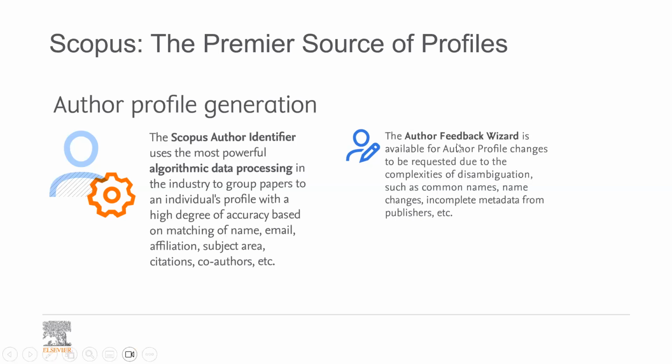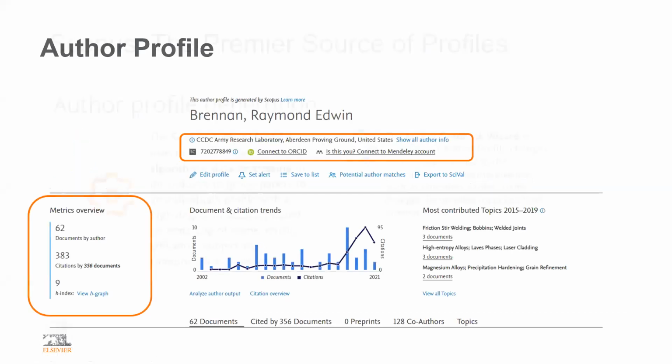in your profile. Even if it's for your name, maybe a name change, maybe incomplete metadata from the publisher. Maybe you have already published a publication and it's not included in your profile. So you will ask, via the author feedback wizard, the support team to add this publication into your profile. So this is really important for any author.